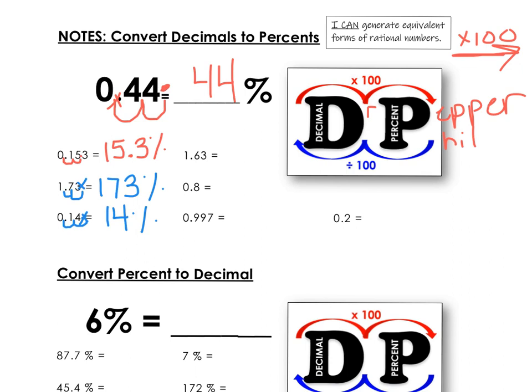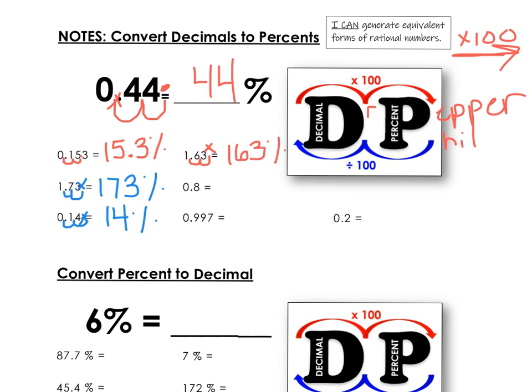Okay? Same thing here. I see 1 and 63 hundredths, so we're going to multiply that by 100. So we're going to multiply by 10, multiply by 100. Again, remember, if your decimal is at the end, go ahead and take it off. And 1.63 now becomes 163%.